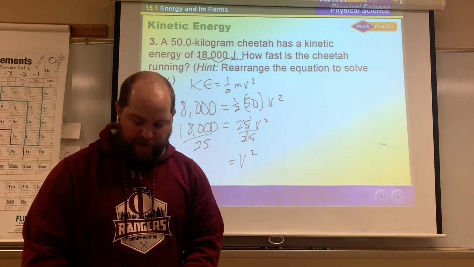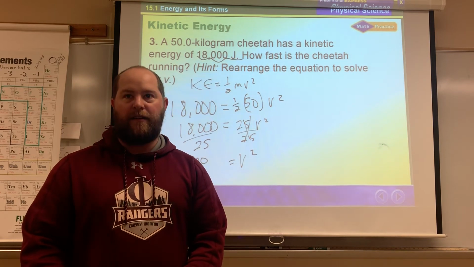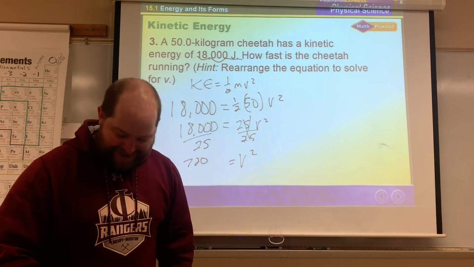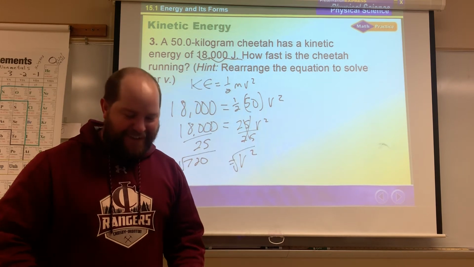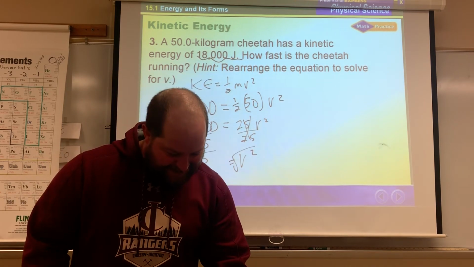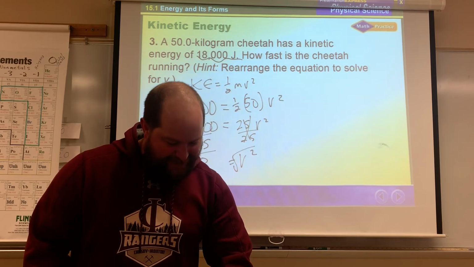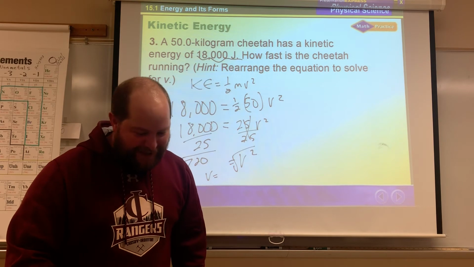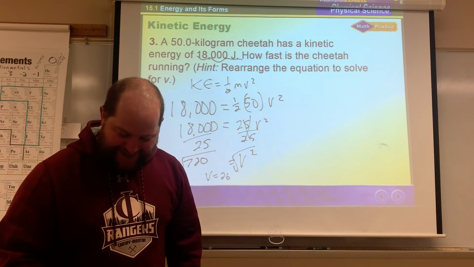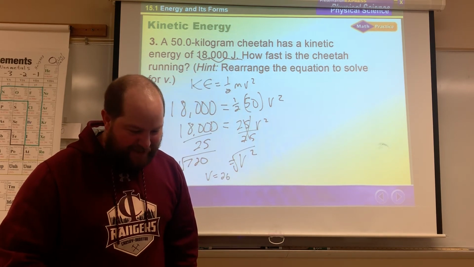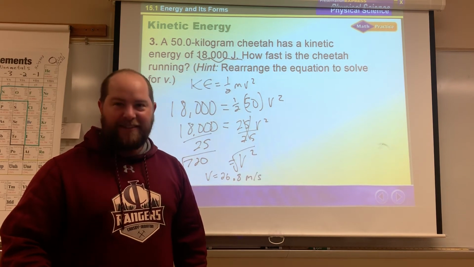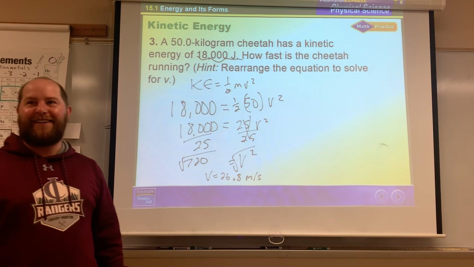So we're looking at 720. Now you might go, oh, 720 is the answer. Very nice. Take the square root. Second, square root, 720. And then we get our answer. Velocity equals 26. Let's just round to the nearest 10, 26.8. And because it's speed, we'll go meters per second.